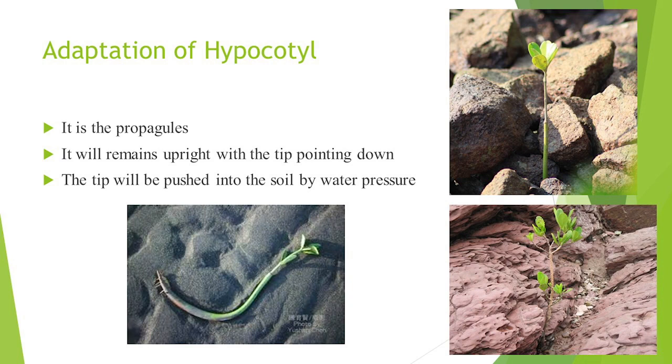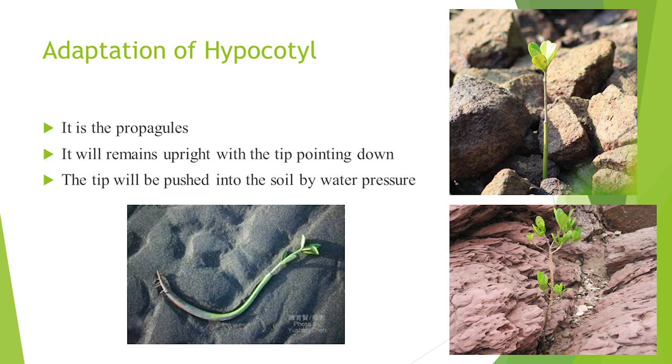After they have become the hypocotyl, it will drop on the water. Floating in the water, a hypocotyl will remain upright with the tip pointing down. When it drifts to a suitable location, the tip will be pushed into the soil by water pressure and develop into a new Kendelia obovata.